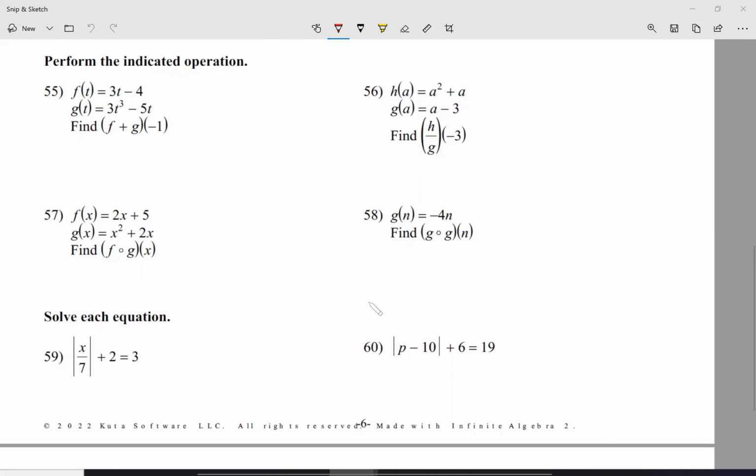We have a test this Friday. Yesterday, we reviewed part of the test, part of the unit. Today, let me review the other part of the unit. So functions, looking at 55 through 60.